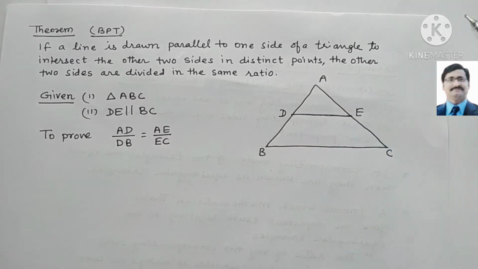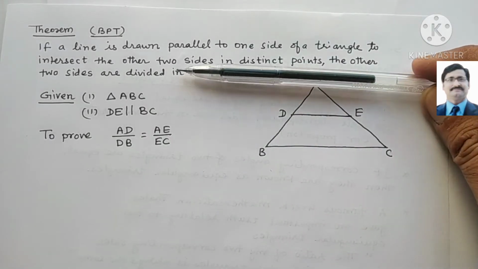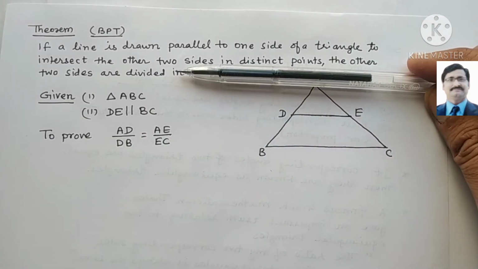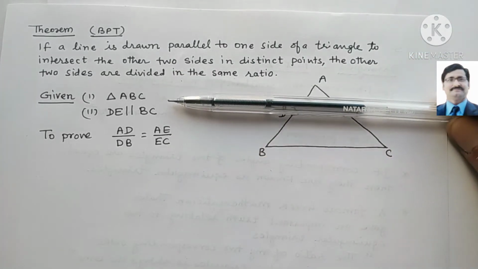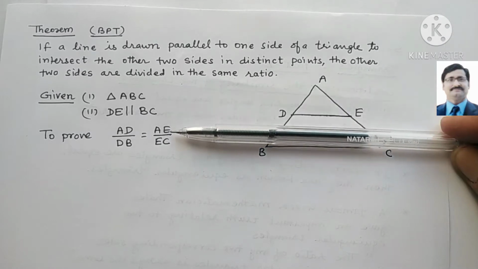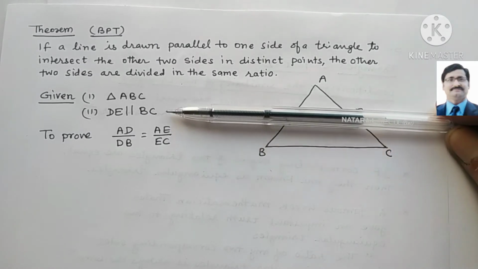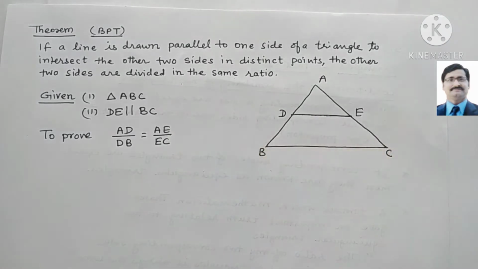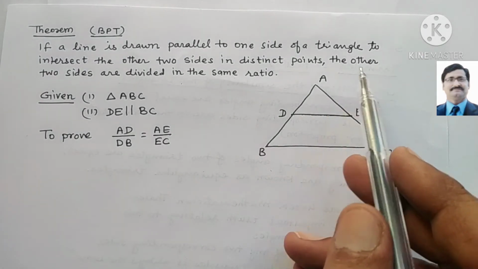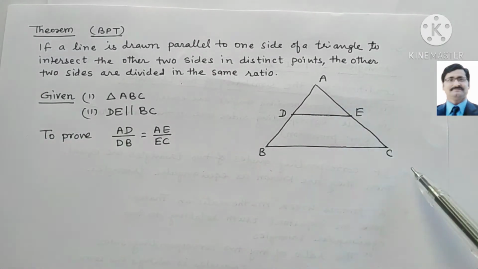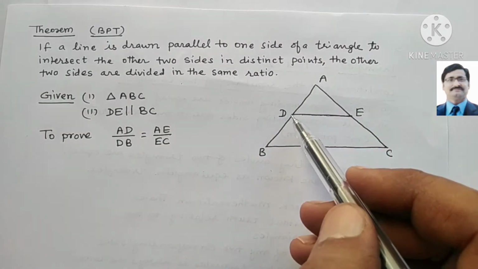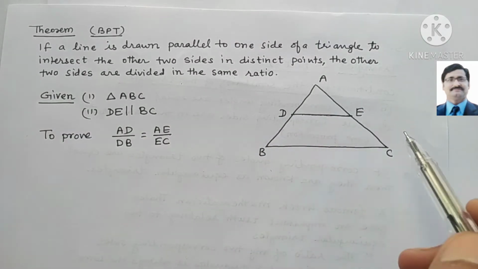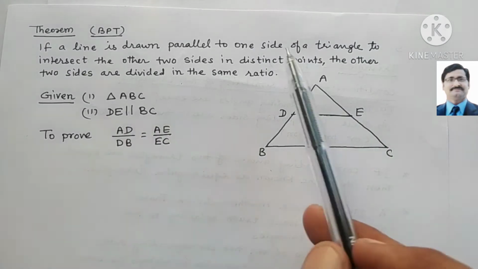We will not draw this parallel line at A. The line may be anywhere, so it should cut the other two sides at distinct points. All of you understand? Now the other two sides, AB and AC, are divided in the same ratio. Same ratio means AD upon DB equals AE upon EC. So I think you understand this statement.